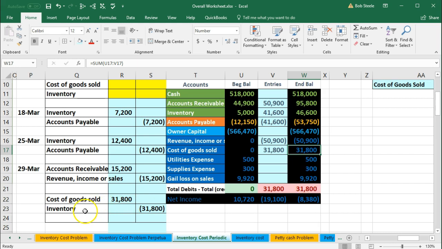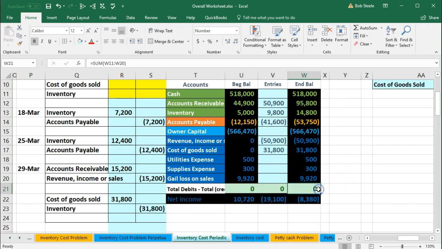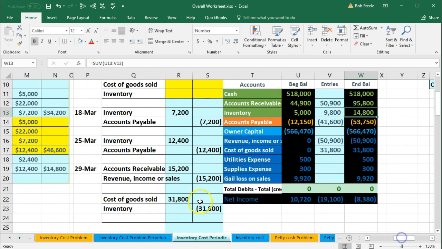We're going to record the other side now, the inventory side. So here's inventory on the trial balance. We're going to record it to V13, double clicking on it, going to the end of it, saying plus, pointing to that credit of 31,800, bringing the balance down to 14,800, that putting us back in balance. This 14,800 now should be what's recorded on our worksheet. There's the 14,800 on the worksheet.